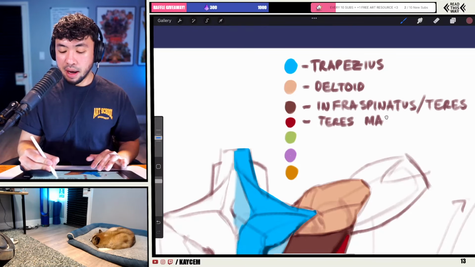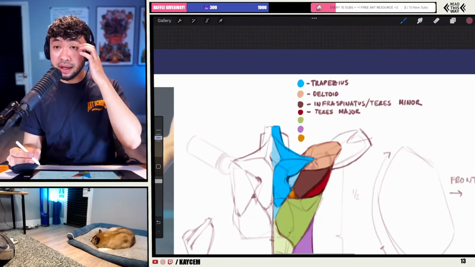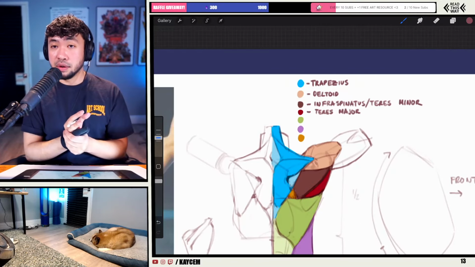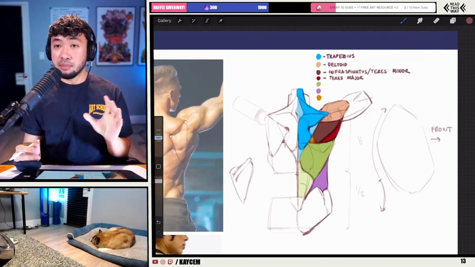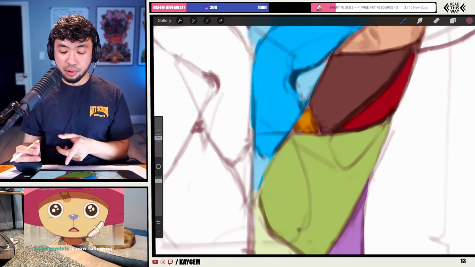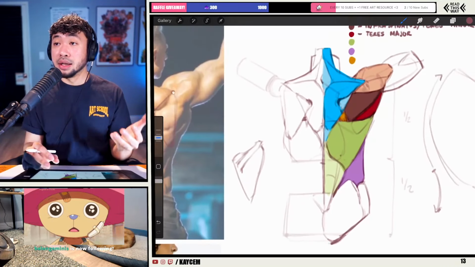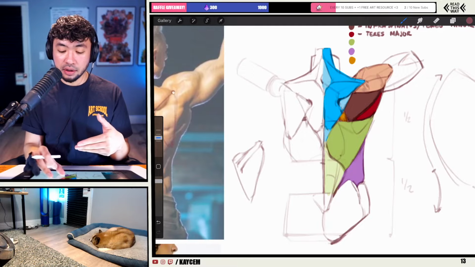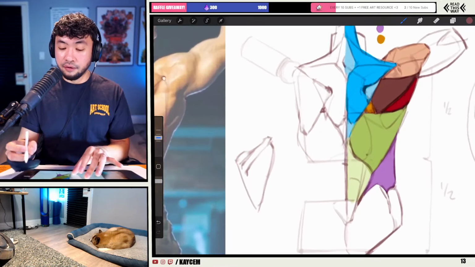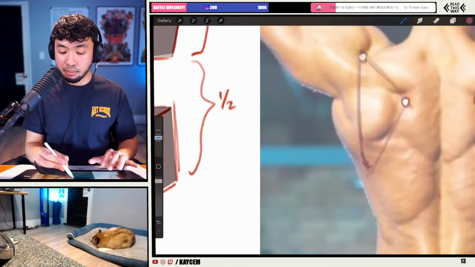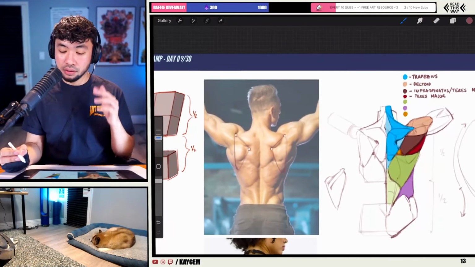And also something to keep in mind, guys, is these muscles are going to be interlocking and interweaving with each other. So just keep that in mind. Even though, for example, I drew the lat muscles on top of the teres major there, the volume that you're seeing on that section is mostly going to be the teres major, right? So just keep that in mind.